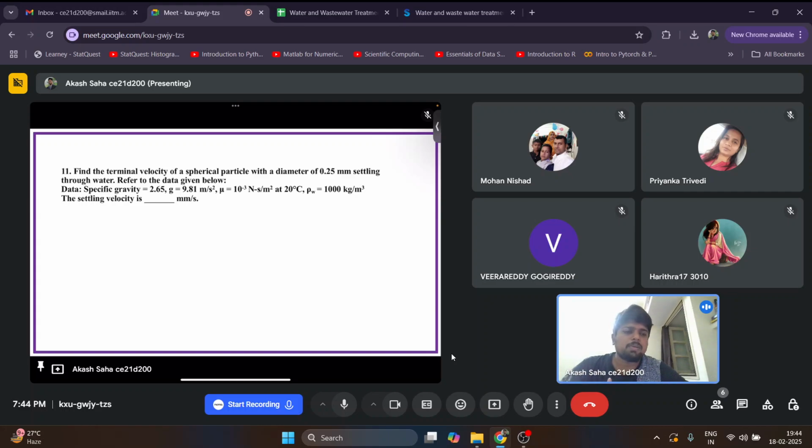We have solved so many problems in the last week. Similar type, but different problems. Any idea? Please, I need an answer from any of you. Which law to follow, what to do, anything, if you can tell me regarding this problem. Sir, by using settling formula. Yeah, do you remember the formula? Any idea?